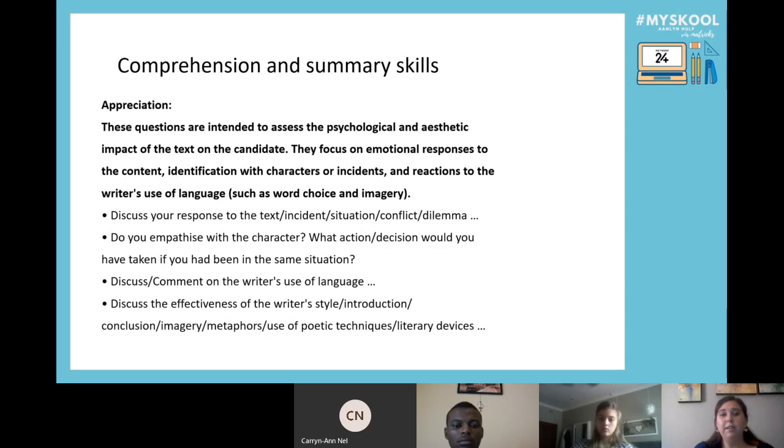Discuss or comment on the writer's use of language. Discuss the effectiveness of the writer's style, introduction, imagery, metaphors, poetic techniques, and so forth. Okay. So this is your appreciation of the written text. Are you able to appreciate written text, or are you not able to? That is what we are testing here.